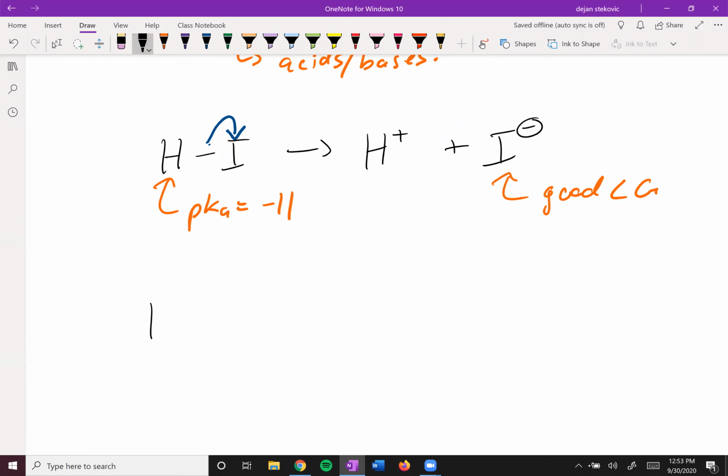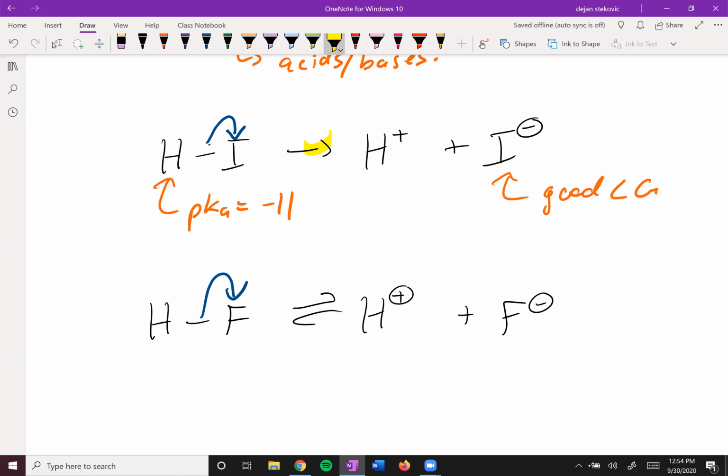Whereas something like HF can perform the same reaction, but not nearly to the same extent, right? I drew this as a straight up arrow. This one has more of an equilibrium arrow because this is a much weaker acid. This pKa is only equal to 3, right? So that's not a very strong acid, and that means that this fluorine isn't very stable by itself. And because it's not very stable by itself, it's not a good leaving group.